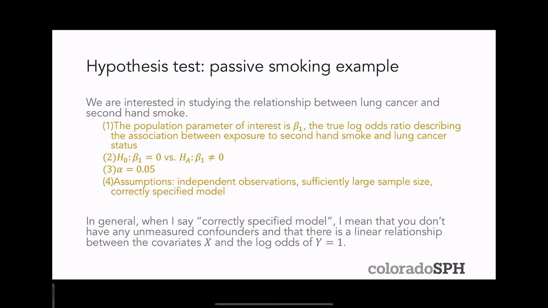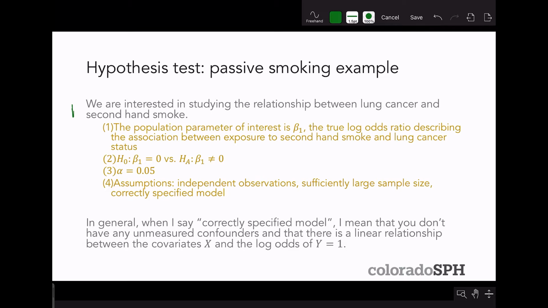So we're going to walk through a hypothesis test for the passive smoking example. We're interested in studying the relationship between lung cancer and secondhand smoke, also called passive smoking. First, we define our population parameter of interest. In that case, we're interested in beta 1, the true population level log odds ratio describing the association between exposure to secondhand smoke and lung cancer status.